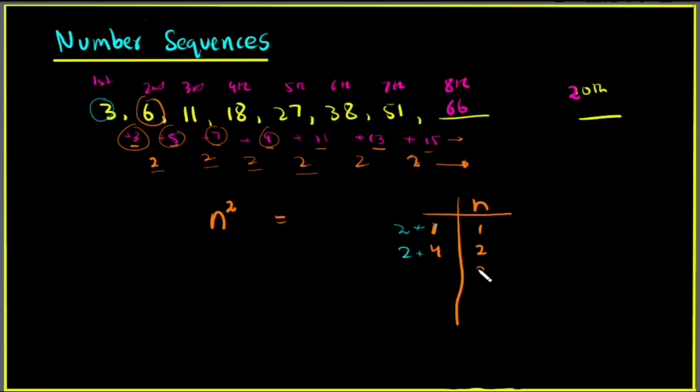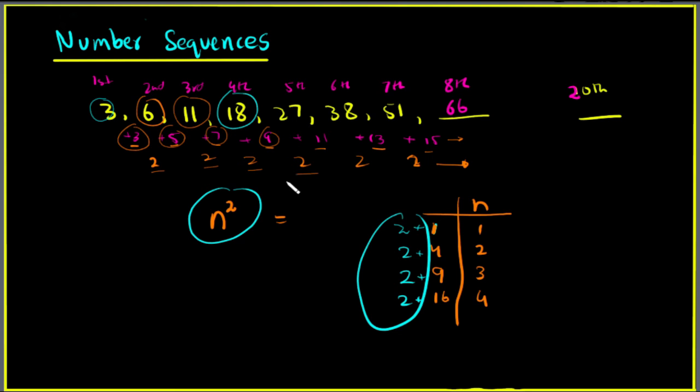The third term in n squared would be 9, right? But the third term is not 9, it is 11. So we need to add a 2 to it, and we can observe that this actually works. In the fourth term, if we take 4 squared, which is 16, n squared would be 16, but again we need to add a 2 into it in order to get the fourth term, which is 18. So n squared is valid, but this 2 is missing.